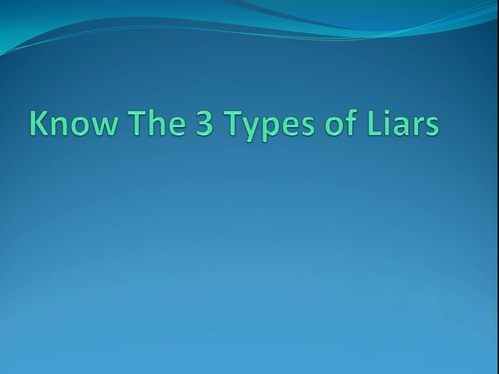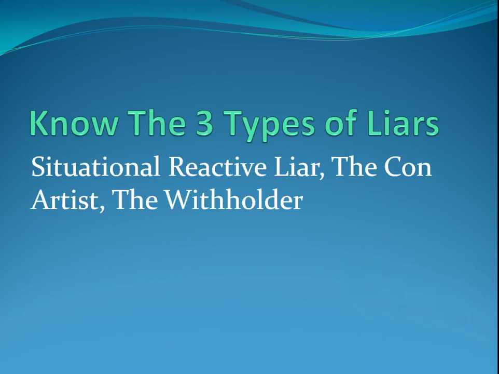Next, understand the 3 types of liars. The situational reactive liar lies when it's just as easy to tell the truth. They ask him a question. Whether or not the truth would get him in trouble or not doesn't matter, he'll lie. Where were you? I was next door talking to Mrs. So-and-so. He wasn't next door talking to Mrs. So-and-so. He was down in the principal's office talking to the principal. Neither one's going to get him in big trouble, but he doesn't tell you the truth.